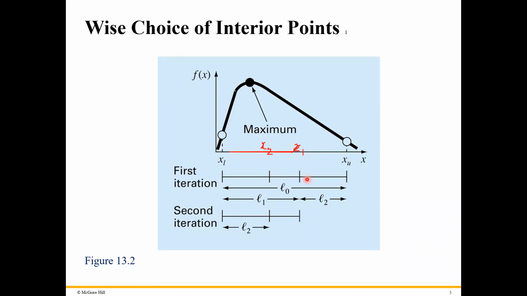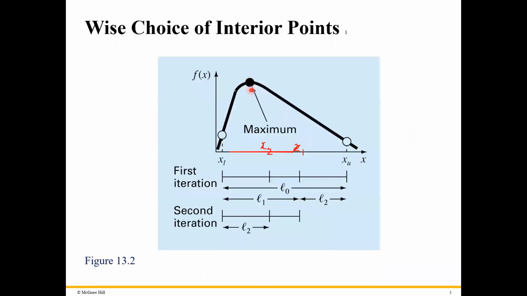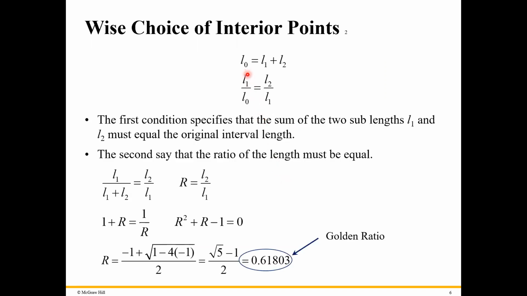And these points will be chosen in such a way that, of course, you can see that L1 plus L2 will be equal to L0. So L1 is this distance, and L2 is the distance on the other side. So L1 plus L2 is equal to L0. And then L1 over L0 equals L2 over L1.